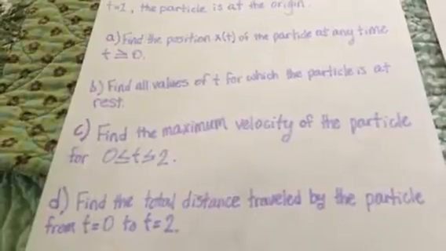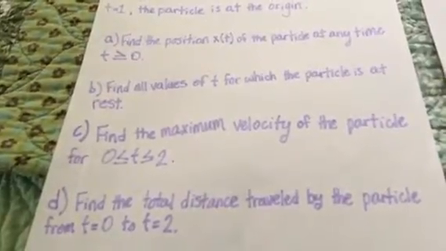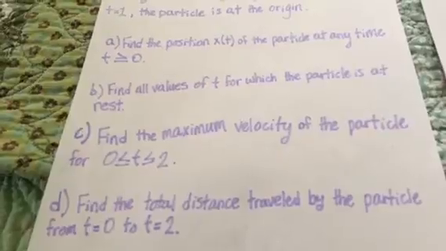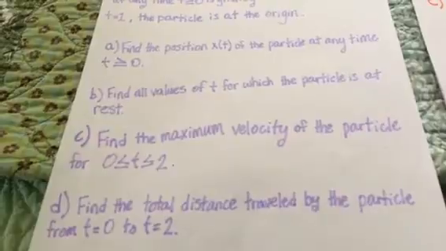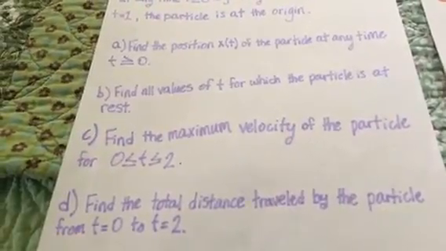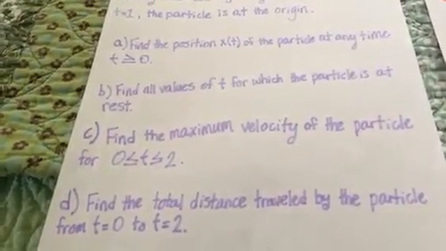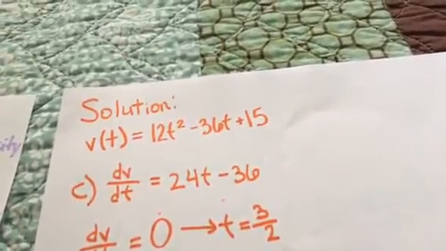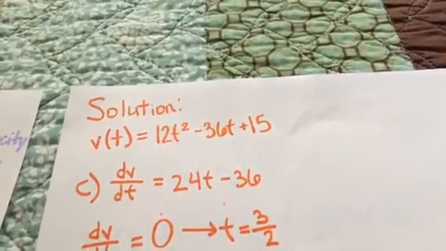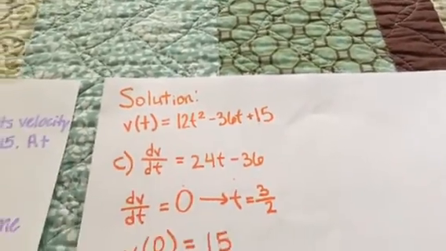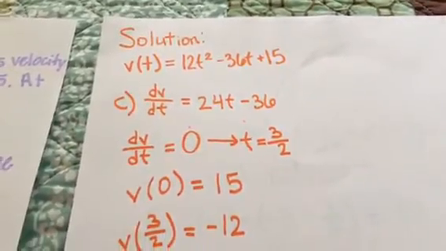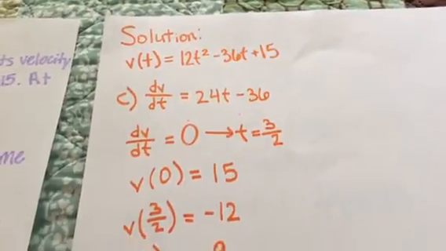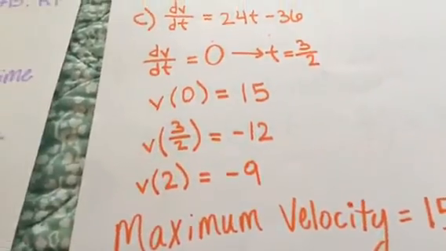Okay, C says, find the maximum velocity of the particle for t between 0 and 2. To find the maximum velocity, we have to set dv dt, which is the derivative of the velocity, equal to 0, and use that point, 0 and 2, to find which one is the max. So our original equation was v of t equals 12t squared minus 36t plus 15. Find dv dt, which is 24t minus 36, and you set this equal to 0 to get t equals 3 halves. So I use these three numbers.